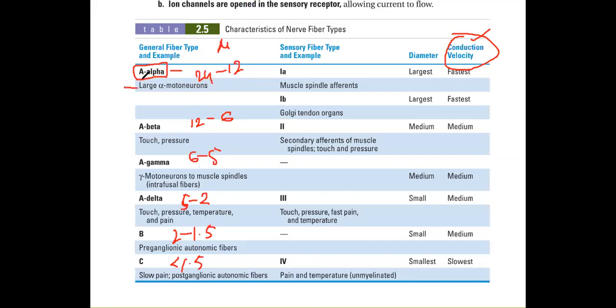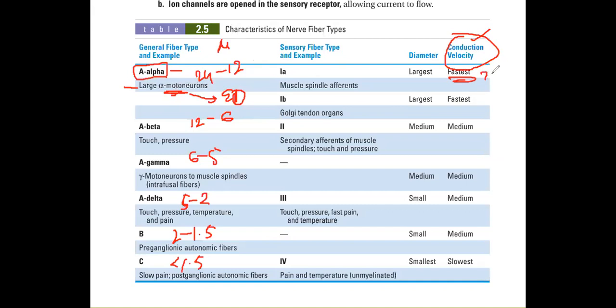A alpha fibers are of the motor neurons. What are the motor neurons and what are the sensory? The motor neurons are the ones that take the impulse from the central nervous system to the effector organs. So those are the motor neurons. There are some motor neurons that have a huge diameter and the fastest conduction velocity. If you want me to tell you the numbers of conduction velocity, I can, but that's of no use to remember.